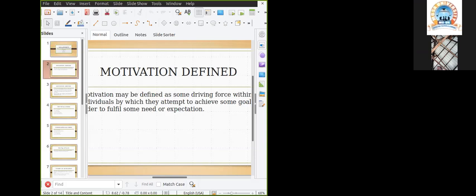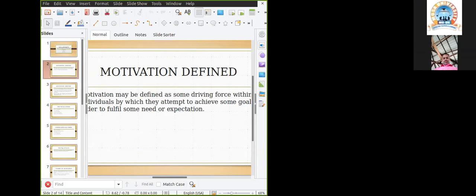Motivation. So there are three aspects to this definition. The first aspect is the inner driving force. That's the first aspect of motivation, inner driving force. The second aspect is the fulfillment of a particular need or expectation. The third aspect is the achievement of a particular goal. I'll say again these three aspects as far as this definition is concerned.